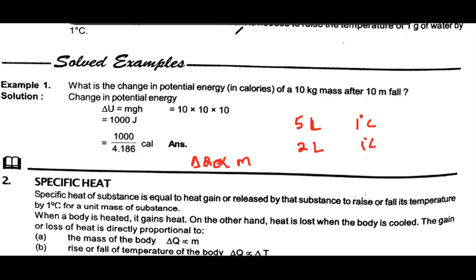That's the first case. Now, second case, suppose I'm having 5 liter in both the cases. But in one case, you are trying to increase the temperature by 1 degree centigrade. In another case, you try to increase it by 2 degree centigrade. Now tell me, among both of them, in which case will we require more heat? Second case, right? Yes, very good. So this delta Q is also directly proportional to the change in temperature. Yes or no?